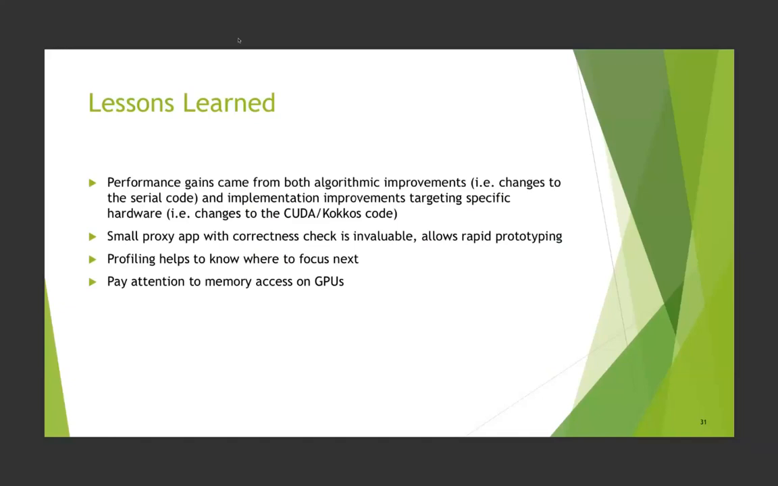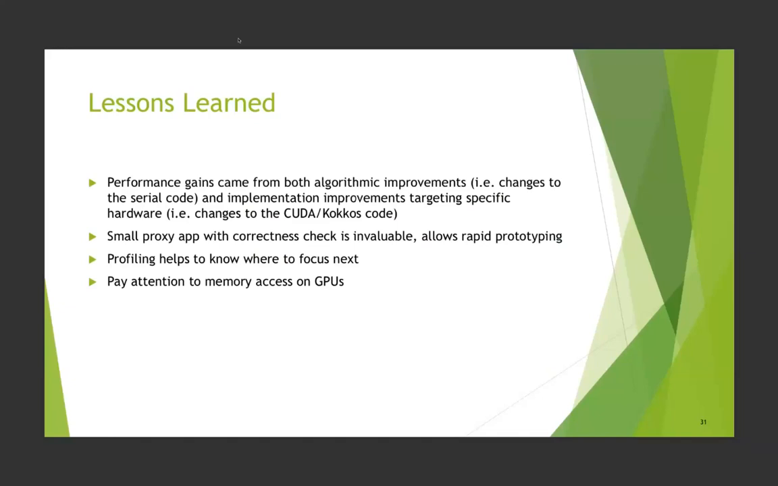As we've said before, the small test snap proxy app has been absolutely critical in this process. It allows rapid prototyping. It has a correctness check, and we can give it to vendors. We can give it to our collaborators. It's small. It's portable. It's standalone. It's just been, I think, one of the keys in enabling this performance improvement. We did profiling. We did a roofline analysis as part of the hackathon.